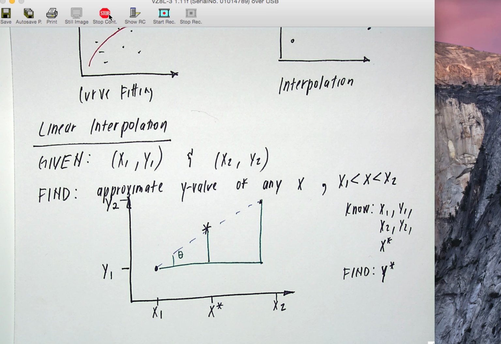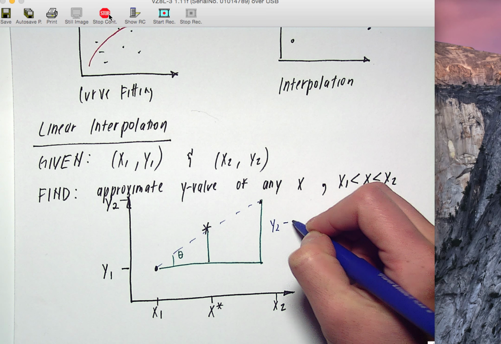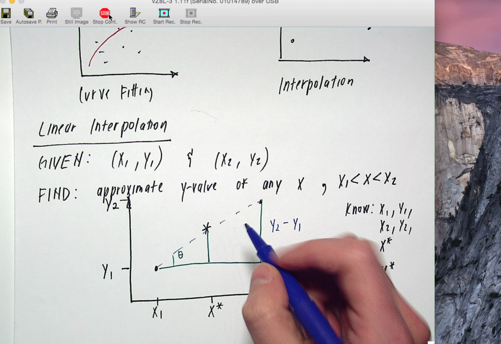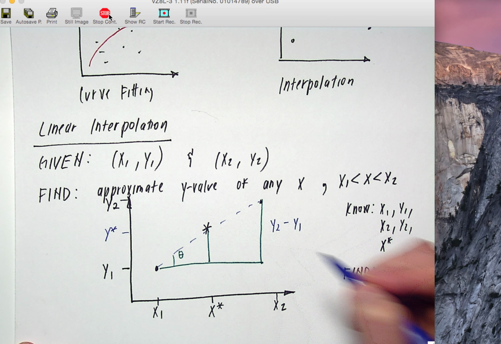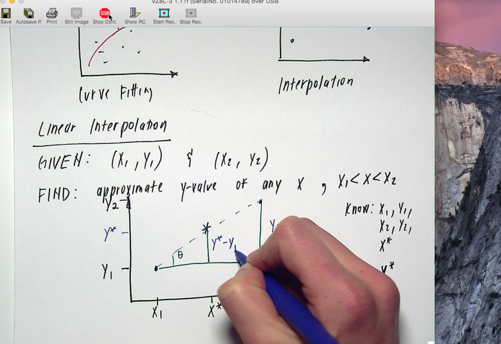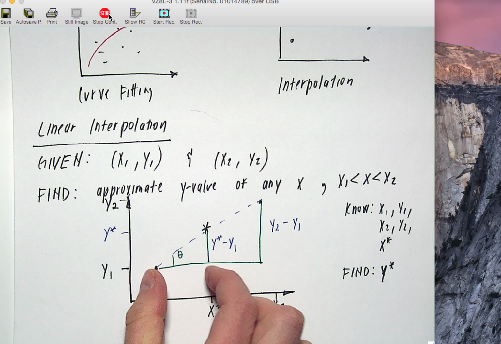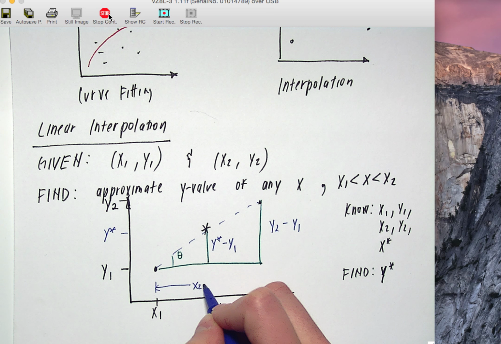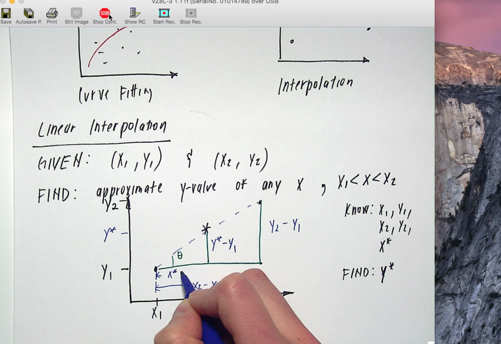And then we're just going to write out all of our heights. So the height of this triangle is y2 minus y1. The height of the littler triangle is going to be what? y star minus y1. And then we'll also need the widths of the triangle. So the overall width is going to be x2 minus x1. And then the smaller width is going to be x star minus x1.